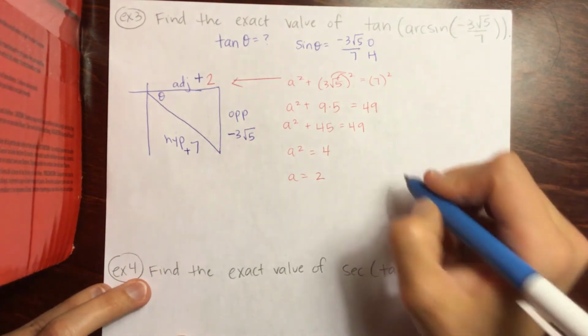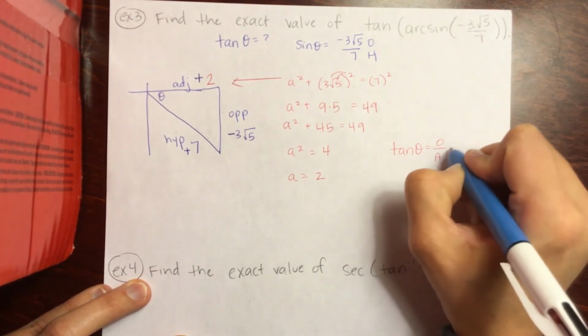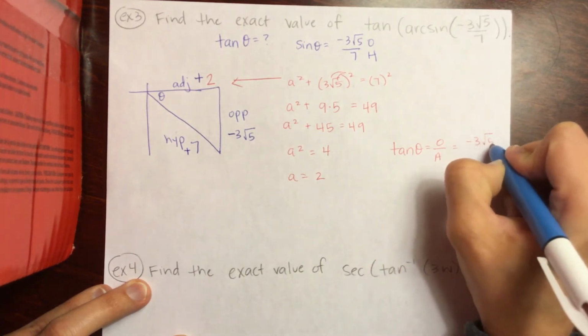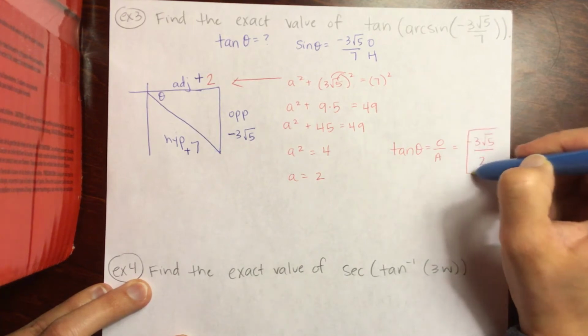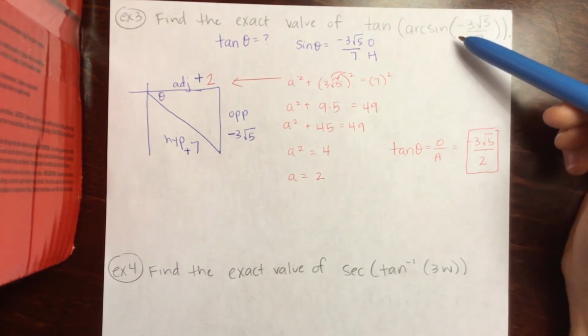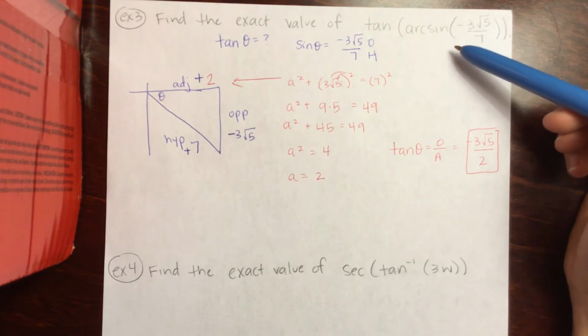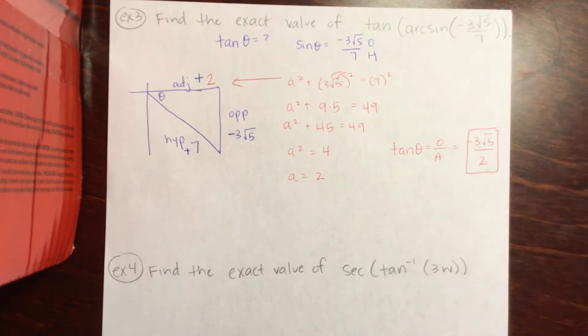All right, now I just have to set up my TOA fraction. So my opposite is -3 square root 5, and my adjacent is 2. Rationalize if there was a square root in the denominator, and there's not, so I'm done. So reminder, everything's the exact same except if you have a negative inverse sine, arc sine, inverse cosine, arc cosine, inverse tangent, arc tangent. Pay attention to which quadrant you should be in.